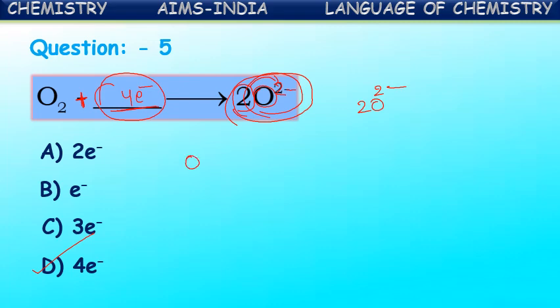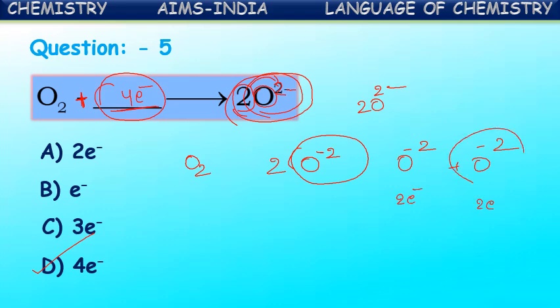See O2. O2 means what? 2 oxygens. 1 oxygen gained 2 electrons. Then here one more oxygen gained 2 electrons. Then this O2 minus plus O2 minus gives you 2O2 minus. So how many electrons are added? 2 electrons plus 2 electrons will give you 4 electrons. So our answer is 4 electrons.